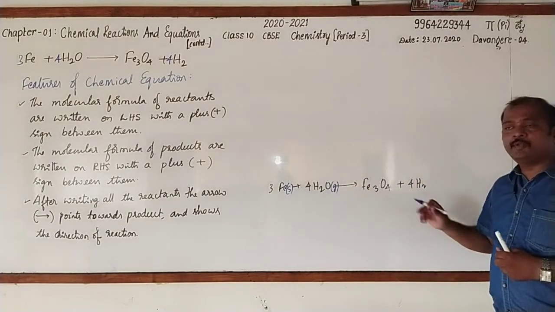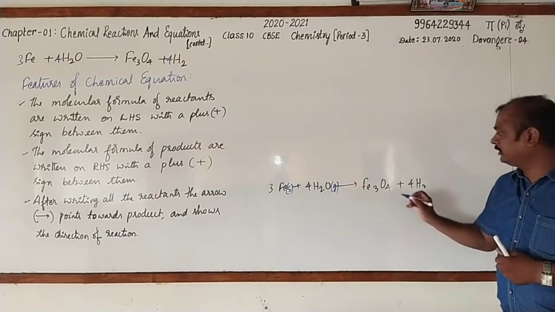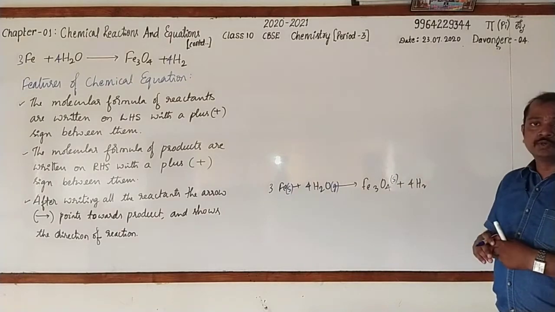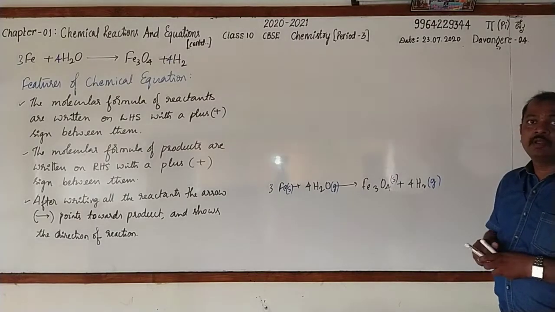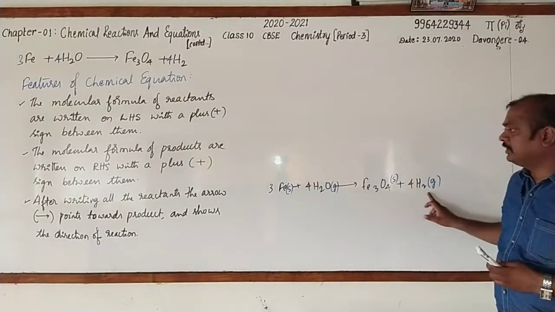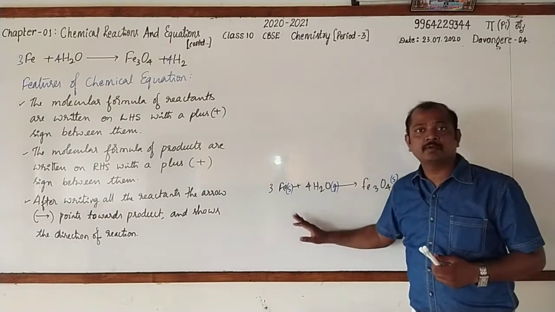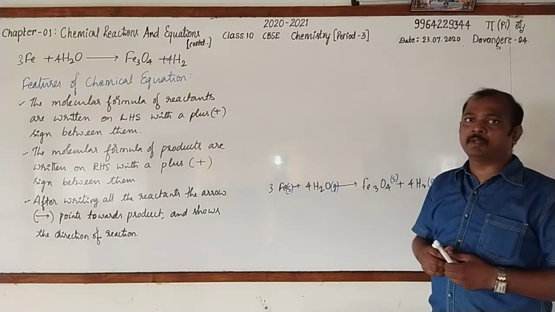Then here Fe3O4, whether it is solid or liquid, it is solid. Then 4H2, hydrogen, it is in gaseous state. So by mentioning the physical state in a chemical equation, we can make it more informative. We have some more criteria. Now I'll tell you one by one.